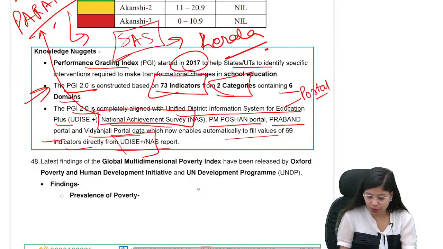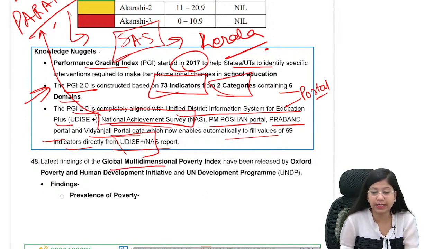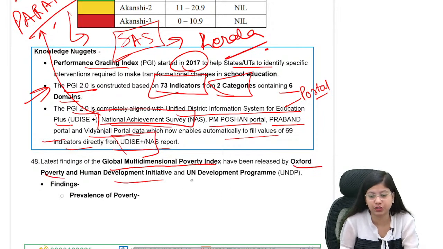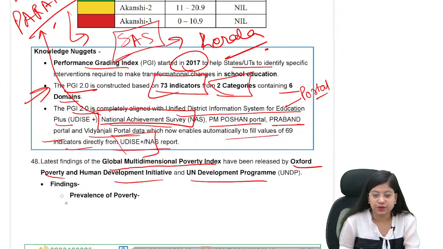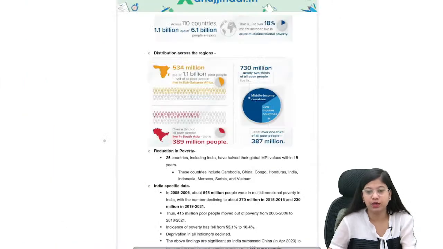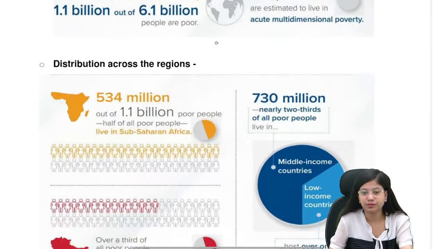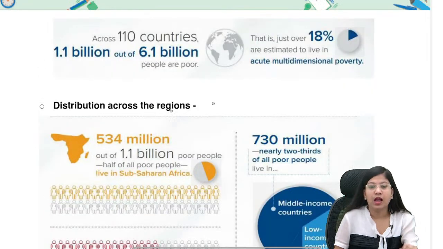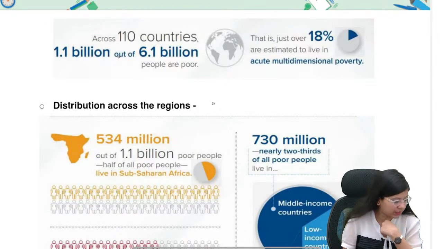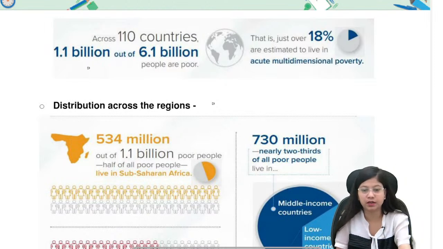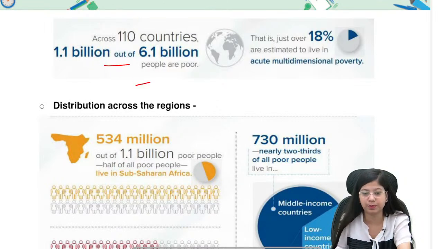Now, moving ahead. Again, a very important index. The Global Multidimensional Poverty Index was released by the Oxford Poverty and Human Development Initiative and UN Development Program. So, what are the findings? First is prevalence of poverty. Across the 110 countries, 1.1 billion out of the 6.1 billion people are poor.